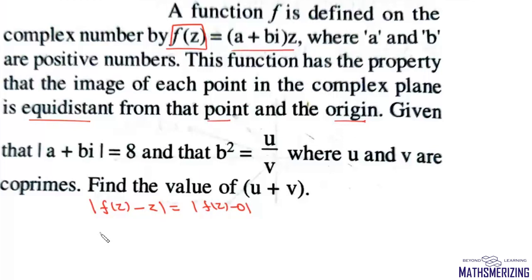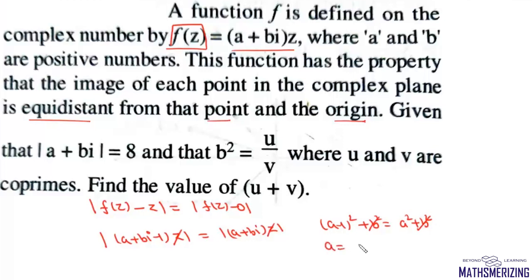So, we can write this as mod of (a + ιb − 1) into z, and it will be equal to mod of (a + ιb) into z. Now, mod z and mod z will cancel. So, we can write this as (a − 1)² + b² will be equal to a² + b². Now, this b² and b² will cancel. From here, we will get the value of a as 1/2.